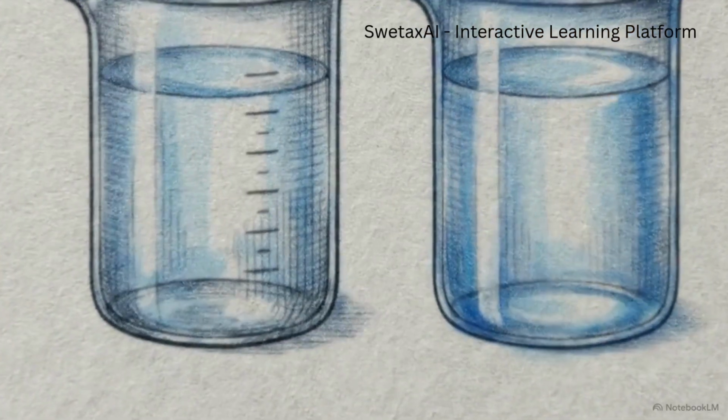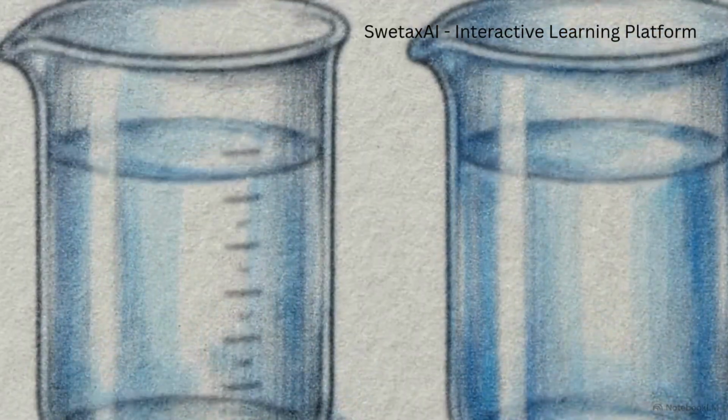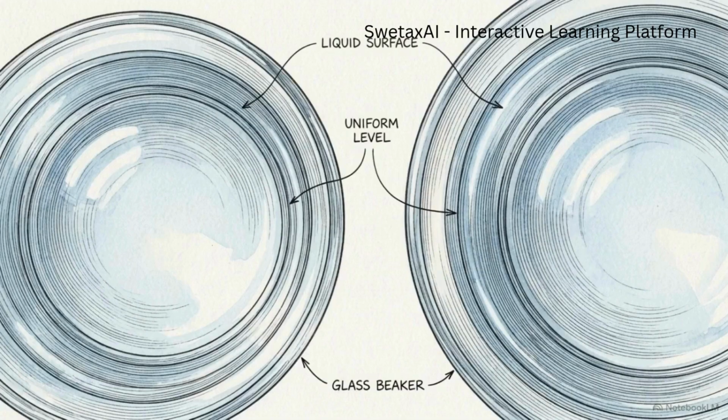Look closely at these two beakers. One contains dilute hydrochloric acid, and the other holds dilute acetic acid. Visually, they are identical, completely clear and indistinguishable. Yet our goal is to prove which of these liquids is the stronger acid.